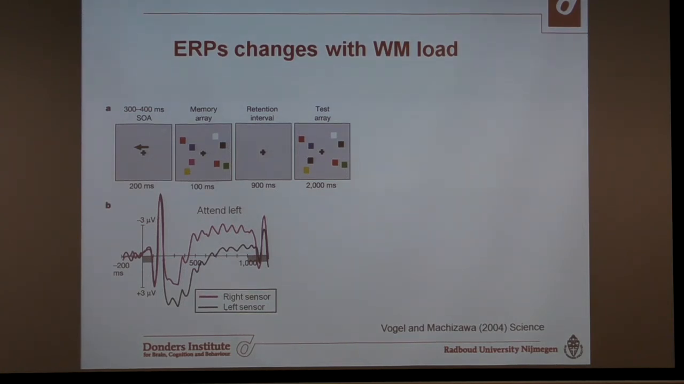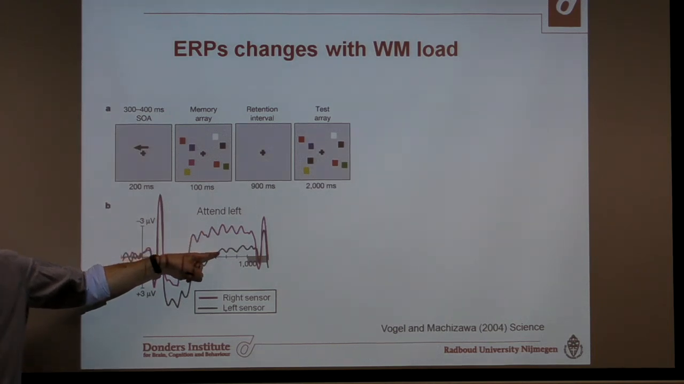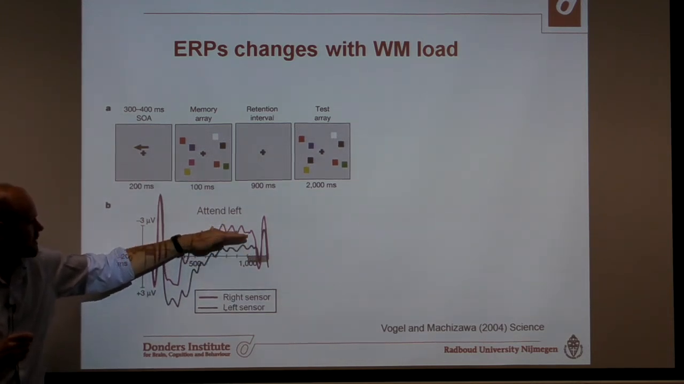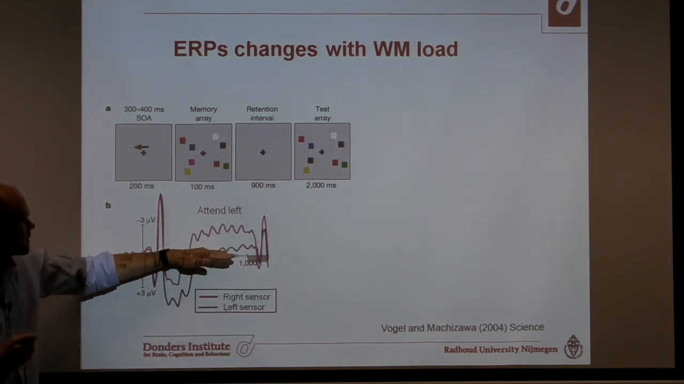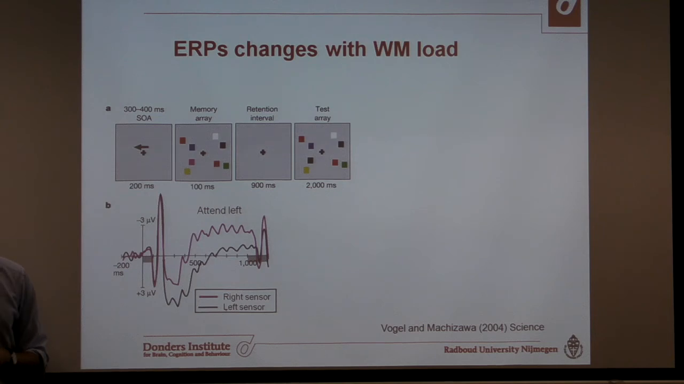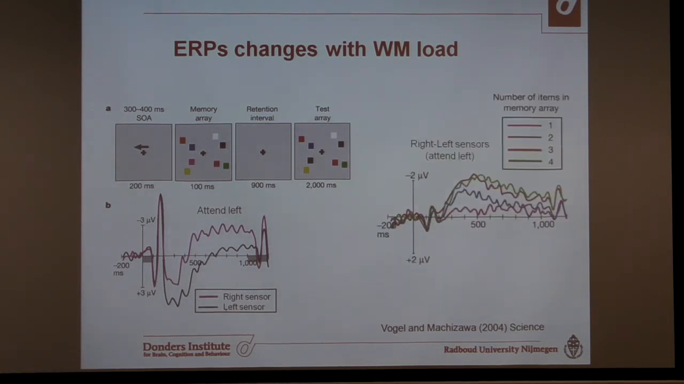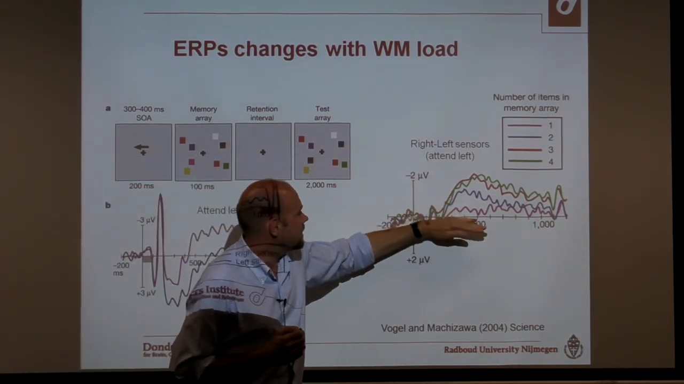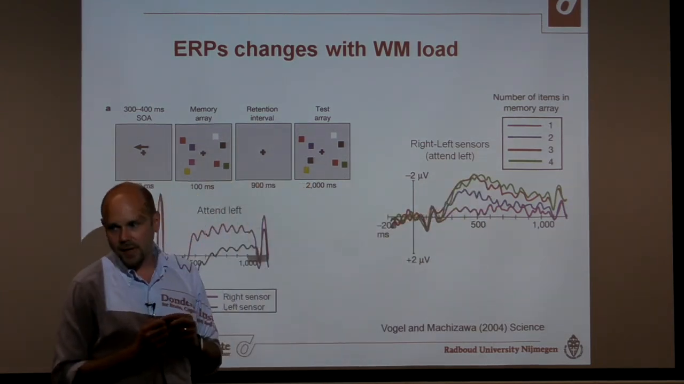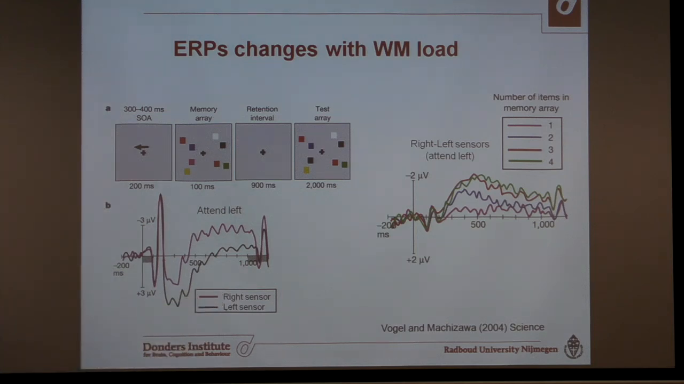What he then did was to look at the event-related potentials over the back of the head, at right versus left sensors. What he found were these sustained potentials, which were quite different in left and right sensors. I should mention that these flipped around when subjects were asked to attend to the right. He then subtracted right minus left sensors, in this case when attending to the left, and found these sustained fields that were also modulated by working memory load. So here's a good example of sustained event-related fields.